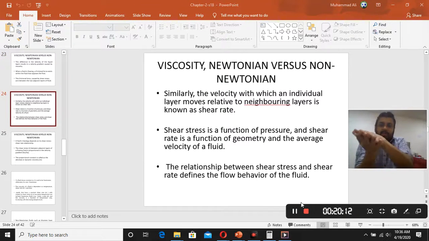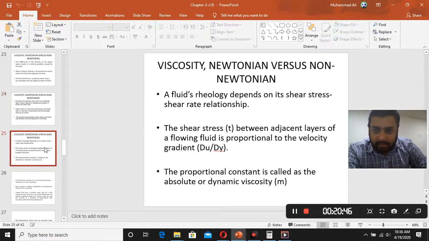So when this moves, the velocity of this layer in comparison to the velocity of that layer, when we compare the velocity of one layer with another layer, we call it the shear rate. And the stress is the resistance between both the layers together at the same time. This stress is a function of pressure, and shear rate is a function of geometry, like how the fluid is behaving, and in which kind of geometry it is moving ahead. So this shear stress and shear rate help us define the flow behavior of the fluids. That is important here.